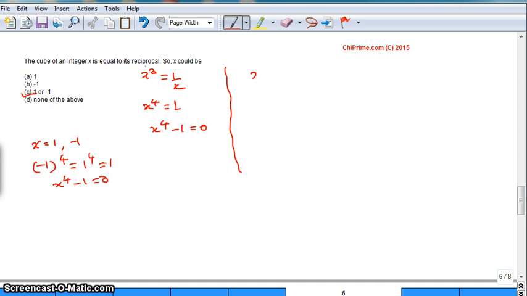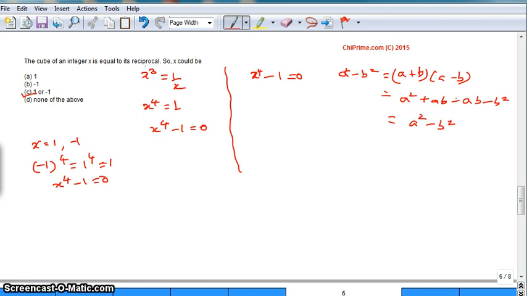By factoring x to the 4 minus 1, that is the equation that we have, just so we understand how to do this. We know from simple algebra that a squared minus b squared factors as a plus b times a minus b, right? We can multiply this out to check it if we want. Multiplying it out, we get a squared plus ab minus ab minus b squared, which simplifies to a squared minus b squared, because these two terms cancel out. So this is a correct factorization.